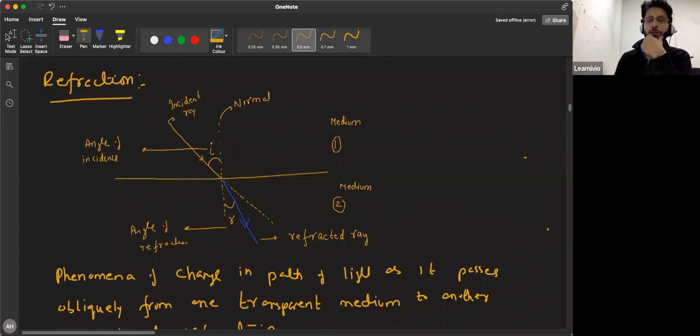See, light will refract if you are not passing it through the normal. If you incident your light ray along the normal, then it will go through the medium without any refraction. So for refraction, it's important that the ray is not passing normally. If you pass this ray normally, then there won't be any change in the path of light.